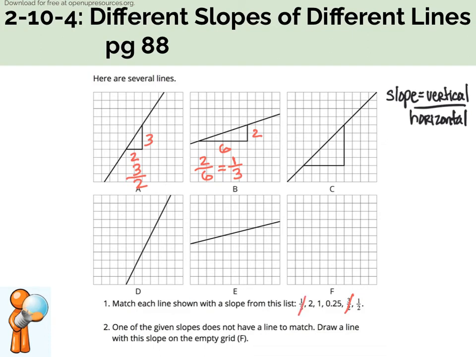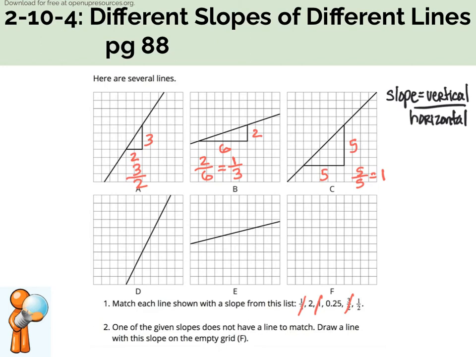Let's look at C. How far is my vertical? Let's go ahead and count it. 1, 2, 3, 4, 5. How far is my horizontal? 1, 2, 3, 4, 5. Vertical is 5. Horizontal is 5. Oh yeah, I need to reduce that down. I can reduce that down to 1. So that is all on my list. Awesome.